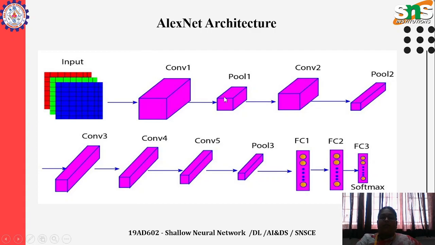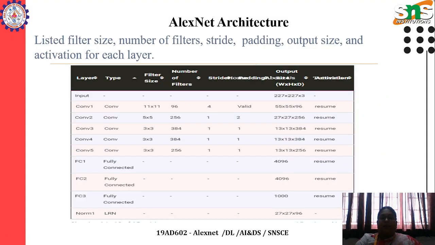Between the two convolutional layers we have one pooling layer. The job of the pooling layers I will explain in my coming slides. Then we have the 3rd, 4th and 5th convolutional layers, a pooling layer, 3 fully connected layers, and finally the output we get is a softmax layer.